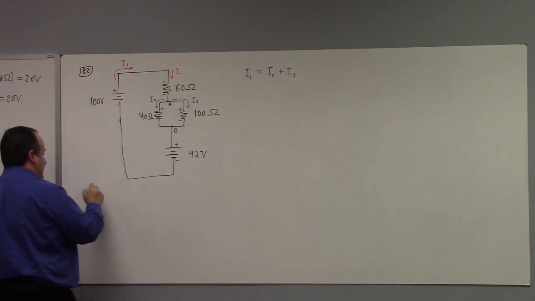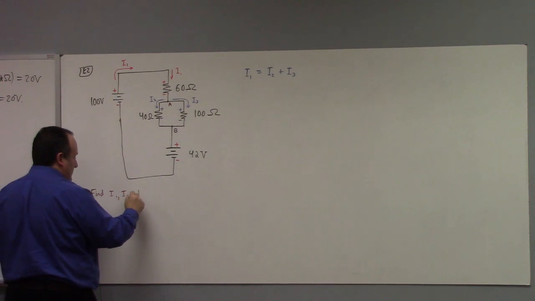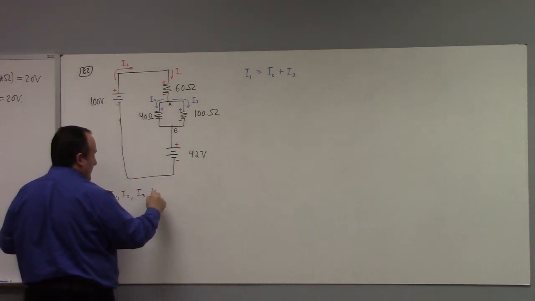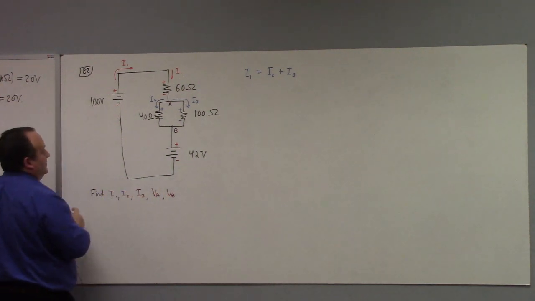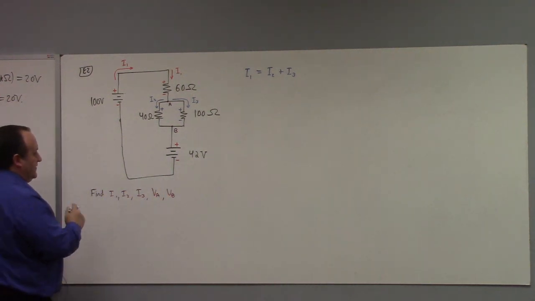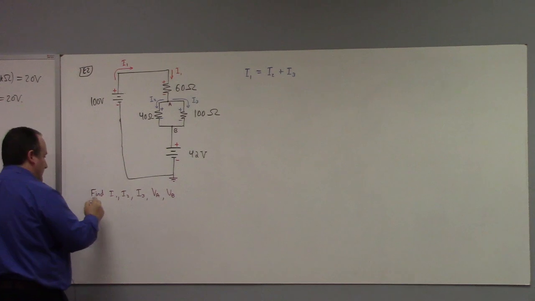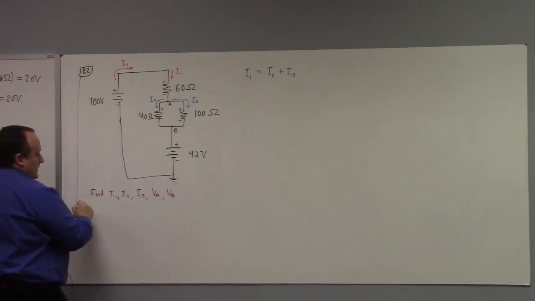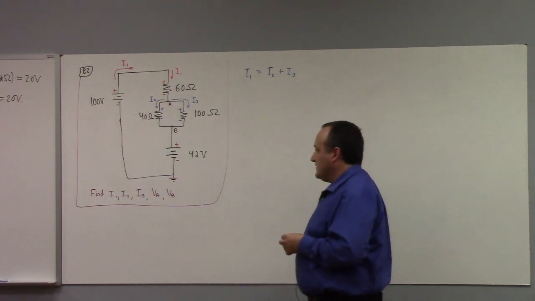So here's some questions we'd like to answer. We'd like to find I1, I2, I3, VA, and also VB. And we're gonna define the ground to be right here. So that'll be 0 volts right there, all right? That's the problem that's given.